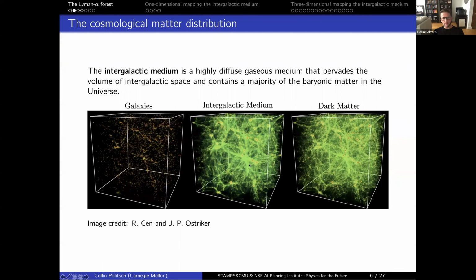And consequently, when you map the intergalactic medium, you can use it as a proxy to infer that the high density regions of the intergalactic medium can be taken as candidates for galaxy protoclusters or filaments, and then the low density regions are going to trace cosmic voids. And this is a hydro simulation by Renyu Chen and Jeremiah Ostreicher from Princeton.